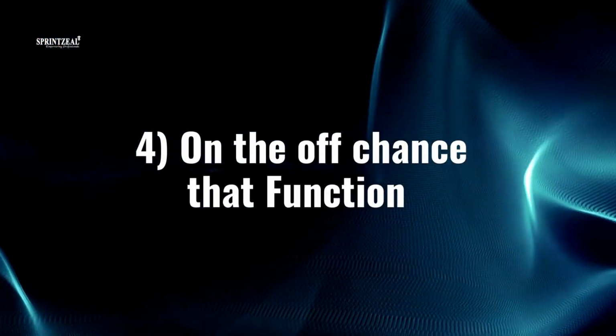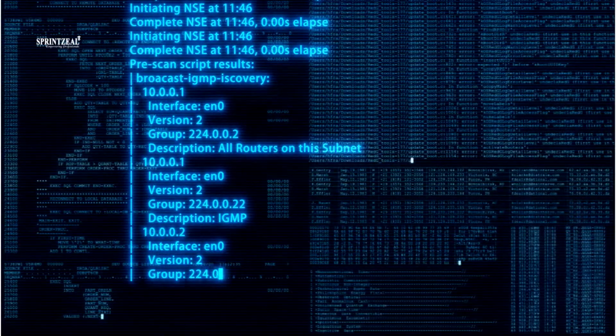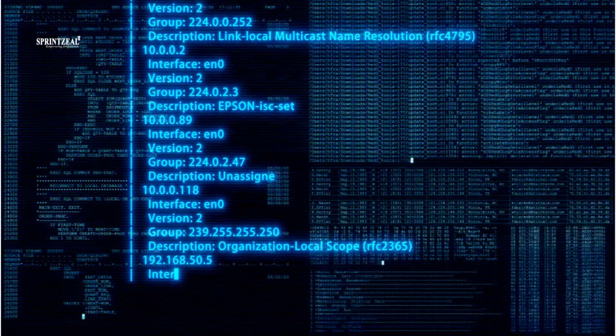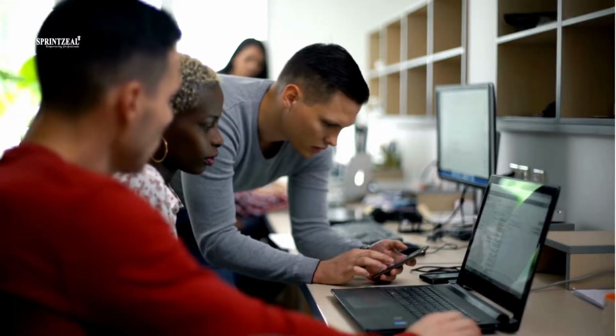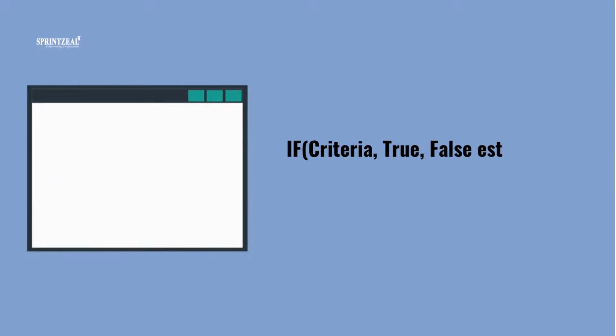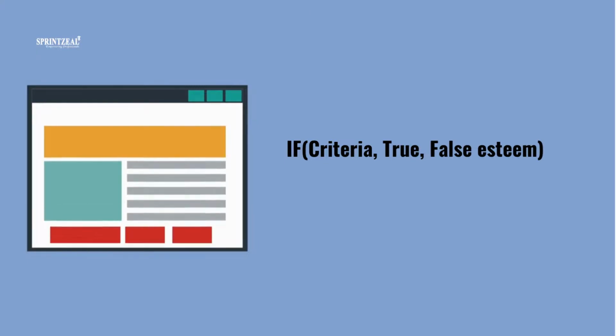Number 4. IF function. The IF function is utilized for pulling data of true and false with respect to a parameter set in the variable box. The IF expression is written as IF(criteria, true, false, value).